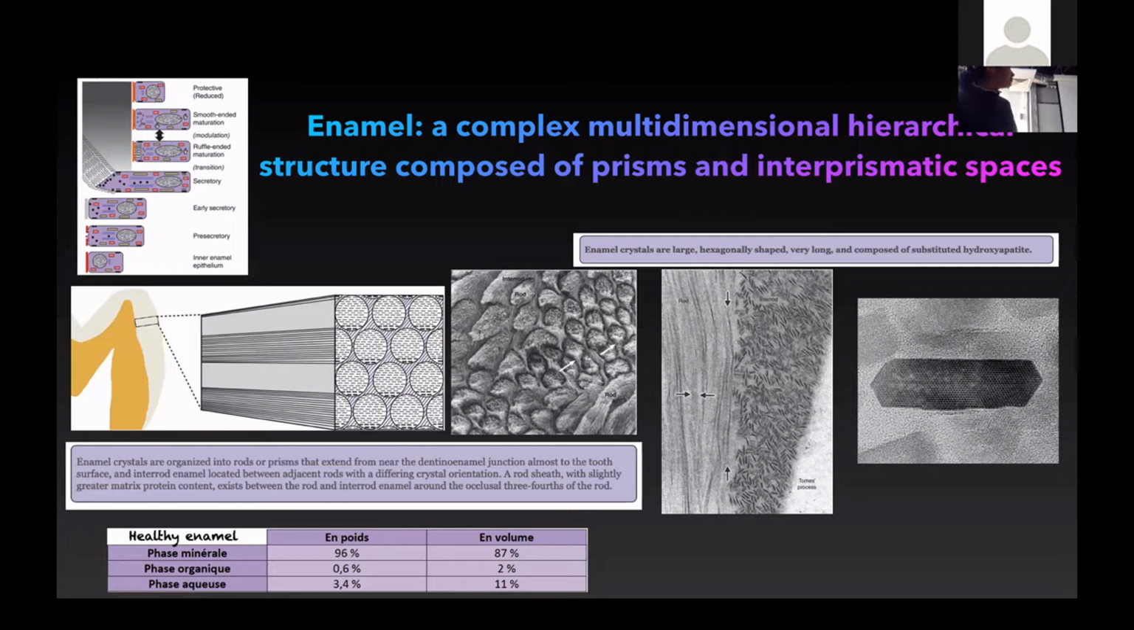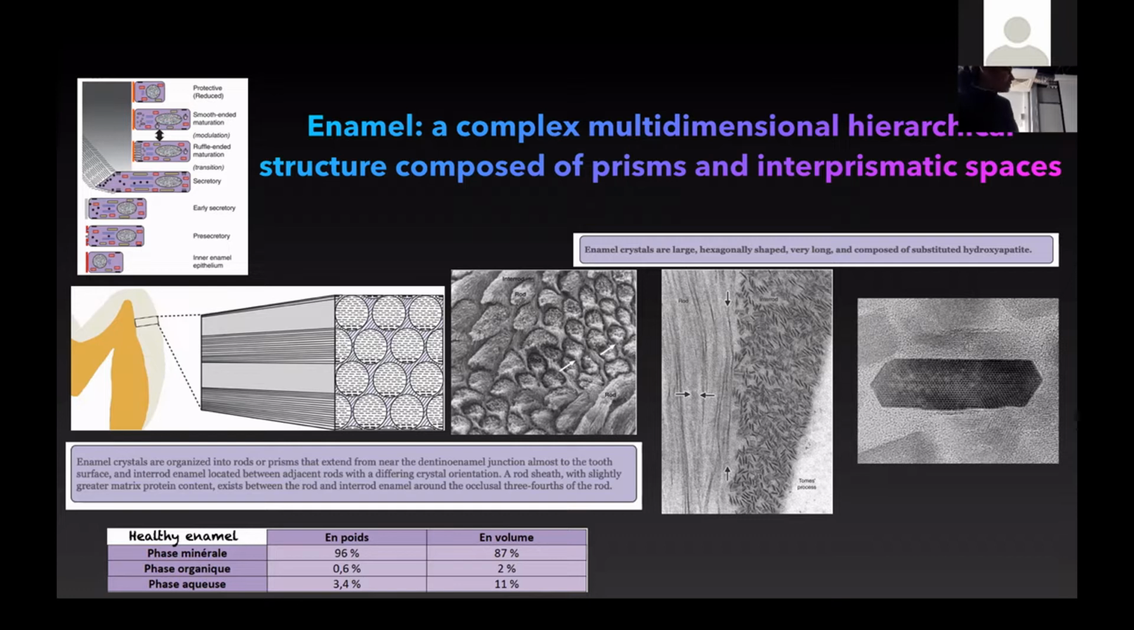at the top left, you have the biological aspect of enamel synthesis. You can see ameloblast cells. These cells are very specialized in synthesizing enamel matrix first, and then this enamel matrix mineralizes in the second step, called maturation of enamel. So enamel is formed by a lot of crystals, and these crystals are organized into rods, also called prisms, that extend from the dentin enamel junction almost to the tooth surface.